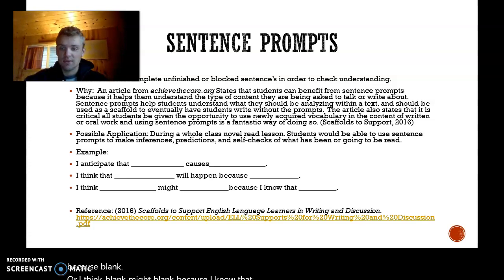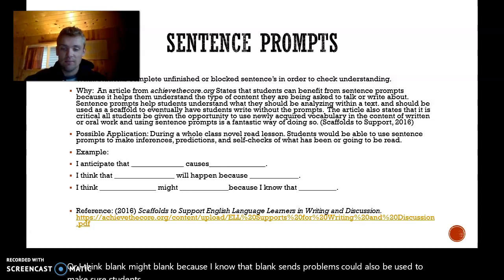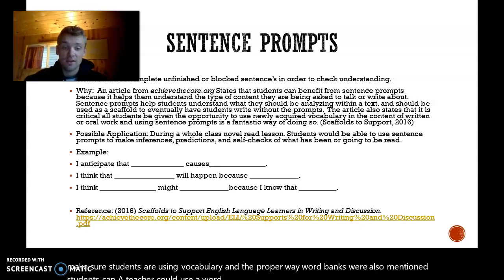Sentence prompts could also be used to make sure students are using vocabulary in the proper way. Word banks were also mentioned. A teacher could use a word bank along with sentence prompts to ensure understanding.